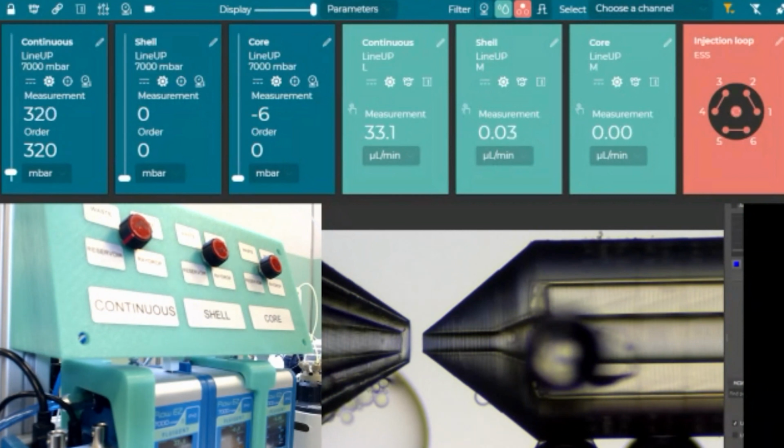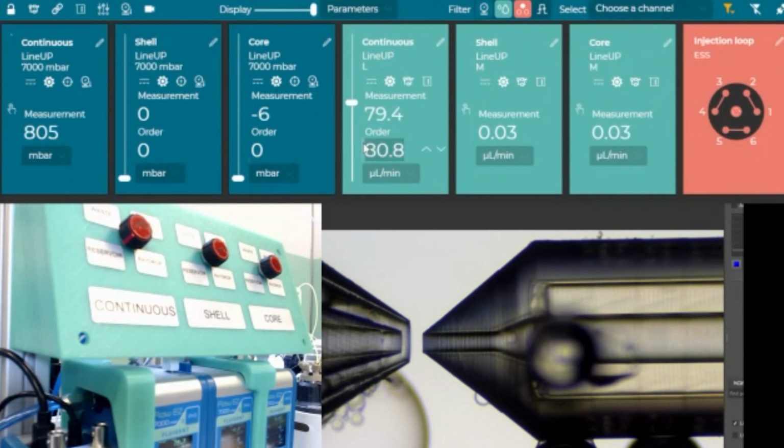At the top of your screen, you have the three pressure controllers and the three flow rates. So for the continuous, the shell, and the core phase, and the same for the flow rate: continuous, shell, and core. And on the right, there is the injection loop. So when we start with the Raydrop, we will start by applying a pressure on the continuous phase. In the present case, we'll work in flow rate mode. So we impose flow rate, and the software will adapt the pressure on the continuous phase.